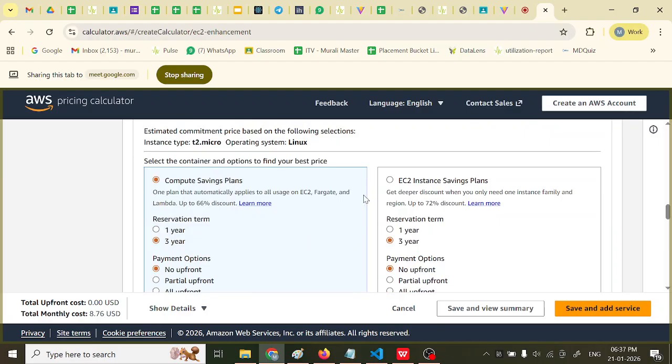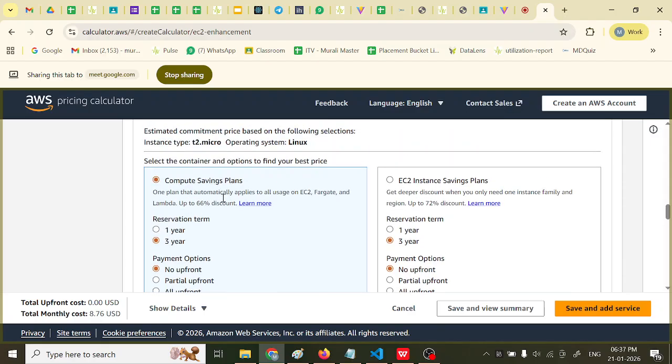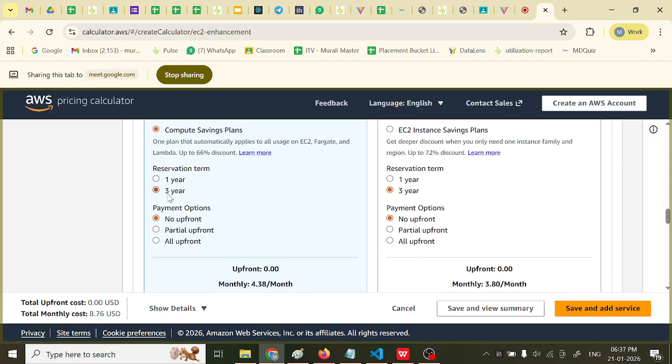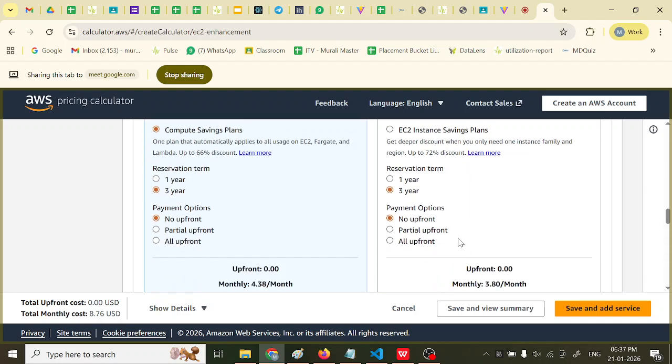Then payment method. Now here you see what we learned. We learned about NURI, PURI, and AURI, that is no upfront, partial upfront, all upfront. And you can go for reserved instances for 1 year or 3 years. Now EC2 itself has one more option, that is EC2 Savings Plan. If you go for this, it will give you less charge, much less.